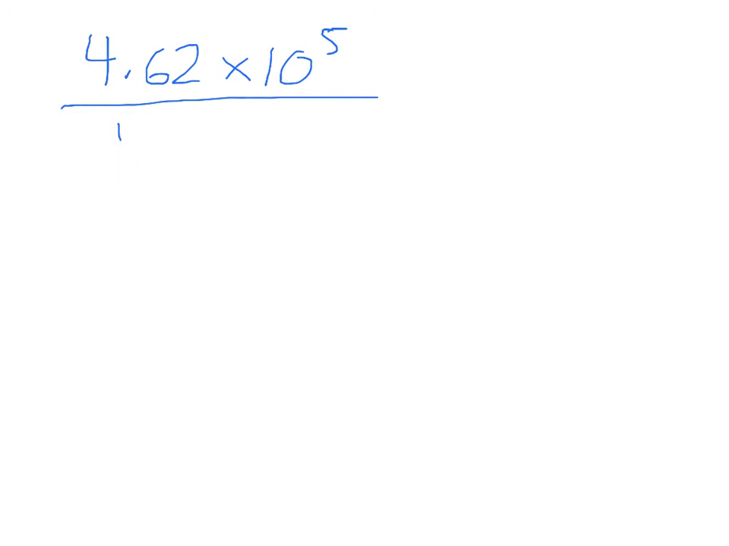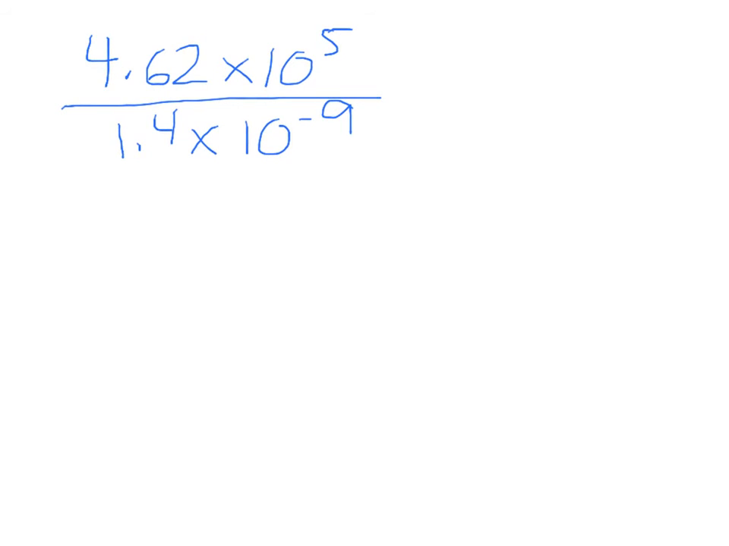Let's see. You try this one on your own, and let's see what you get. 4.62 times 10 to the 5th over 1.4 times 10 to the negative 9th. Pause the recording and try this problem.